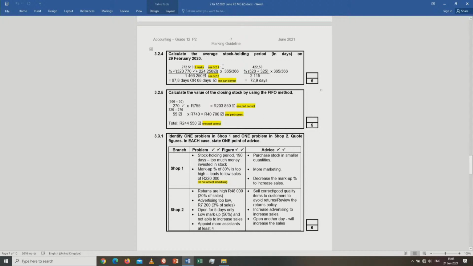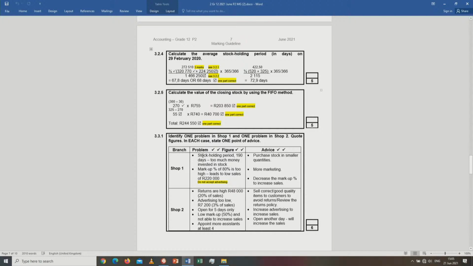224,250 comes from 3.2.1, so there can be a method mark for him as well there. The half is knowing the formula, or even divide by 2 can be given a mark. And his final answer is then 67.8 days, or it can even be rounded off to 68 days to give him a part mark, right? Another option on this side, if the learner works with units, then his answer can possibly be 72.9 days, right?